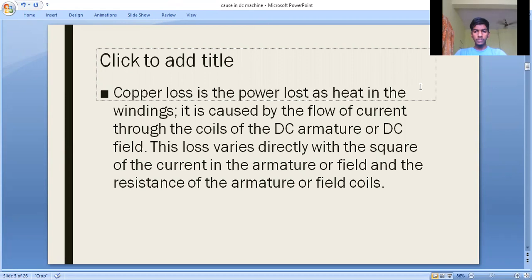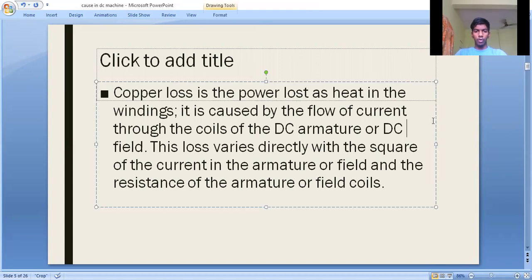Copper losses is the power loss as heat in the winding. It is caused by the flow of current through the coil of the DC armature or DC field. This loss varies directly with the square of the current in the armature or field and the resistance of the armature or the field coil.